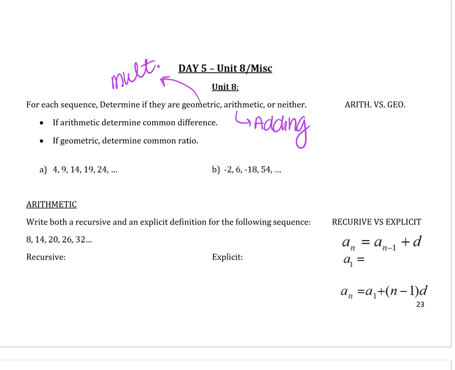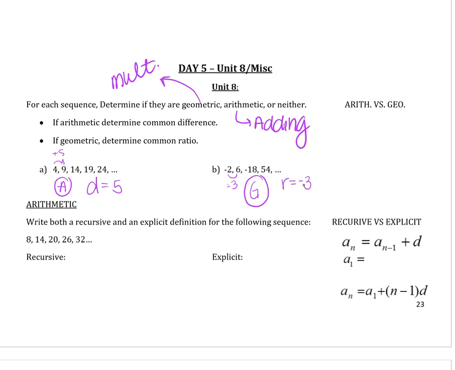So if we look at these two sequences and just determine the difference, the first one looks like we're adding by 5 each time. So that means this is an arithmetic sequence with a common difference of 5. The second one looks like we're multiplying by -3 each time, so this is a geometric sequence with a common ratio of -3.